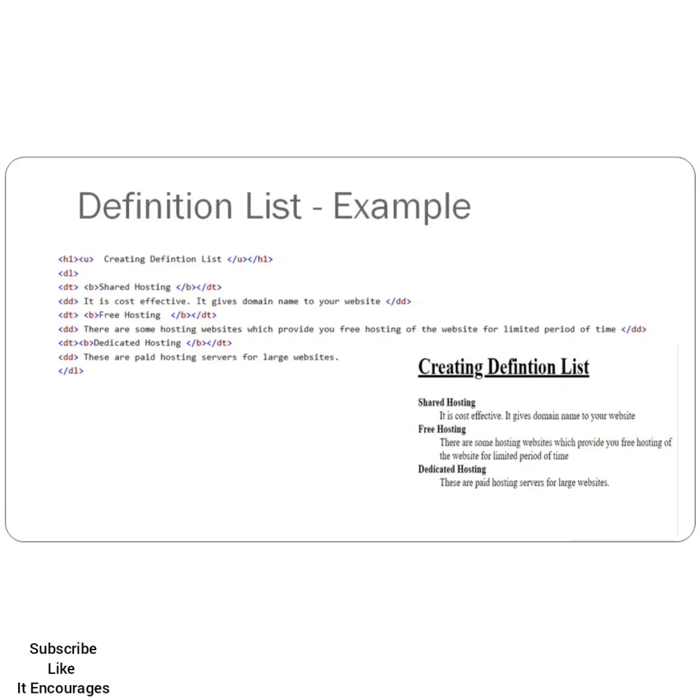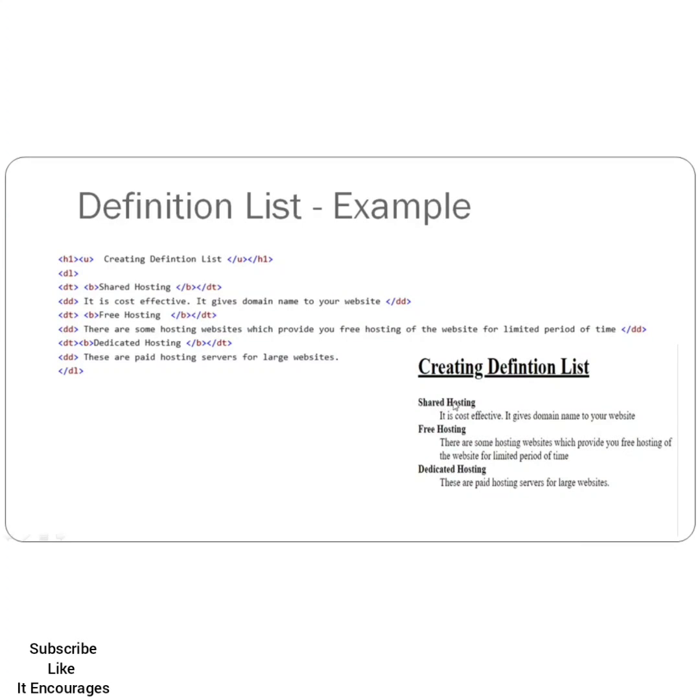Now we'll see one example to understand this better. First we will see the output and then we will study the code. You can see here three terms: shared hosting, free hosting and dedicated hosting. These entire three terms have to be enclosed within the DL tag, that is the definition list tags. As we can see in the code, the entire three terms have been specified within the opening and the closing DL tag.